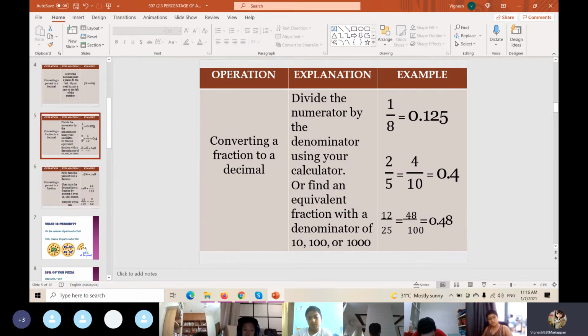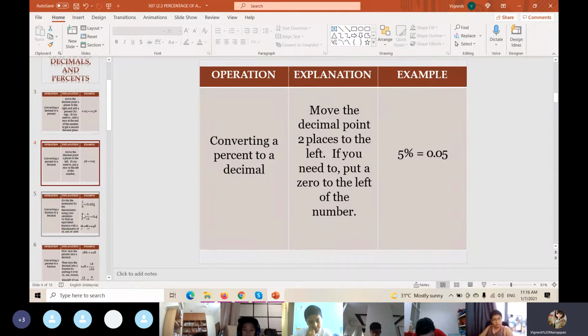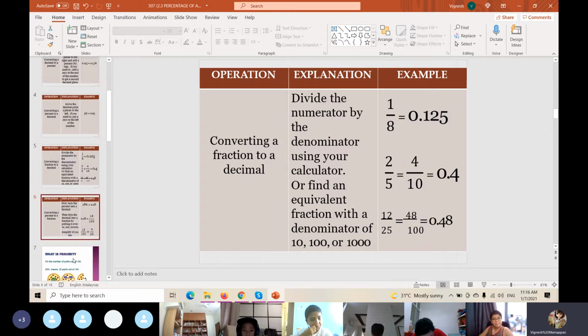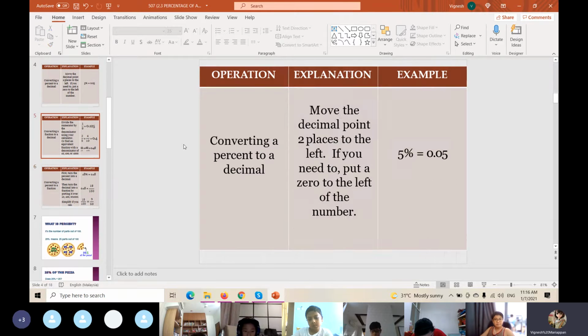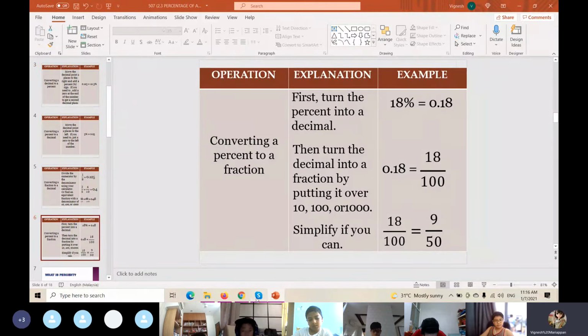Understand? I have summarized yesterday's lesson in these 4 slides. You can read all these 4 slides again and again, so you will get a clear picture of yesterday's lesson. Understand or not?